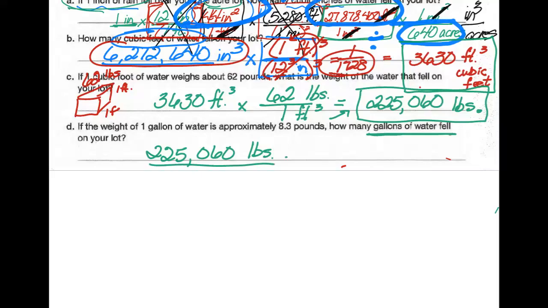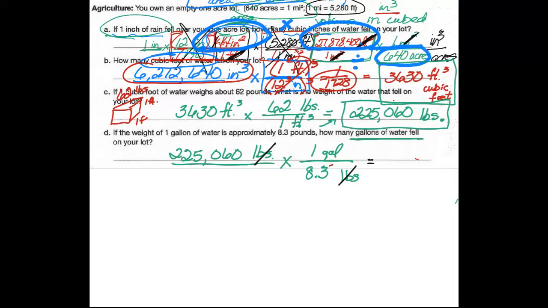Well, if I would do an equivalent conversion, I want pounds to be on the bottom. And that is 8.3, and that is for 1 gallon. So you are going to take 225,060 divided by 8.3 pounds. And what do we get for our number of gallons of water?